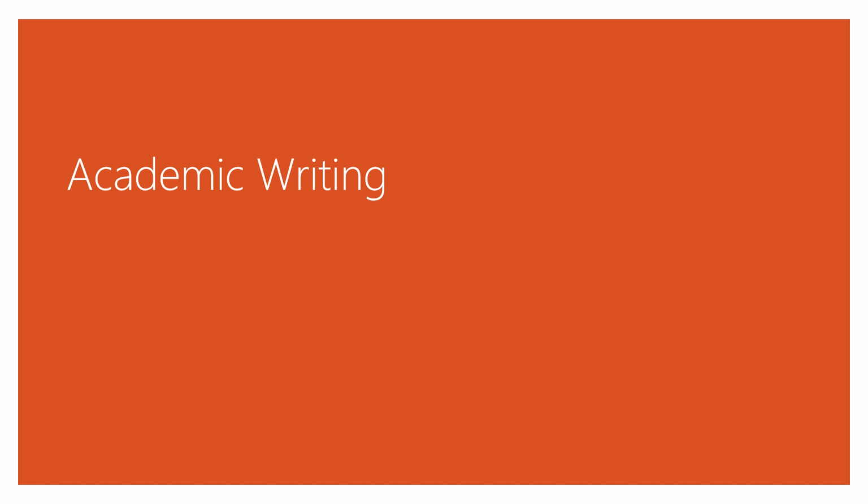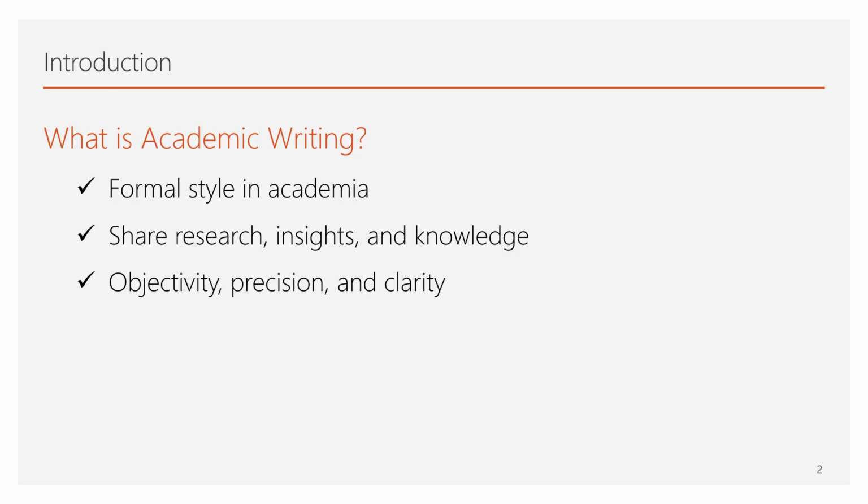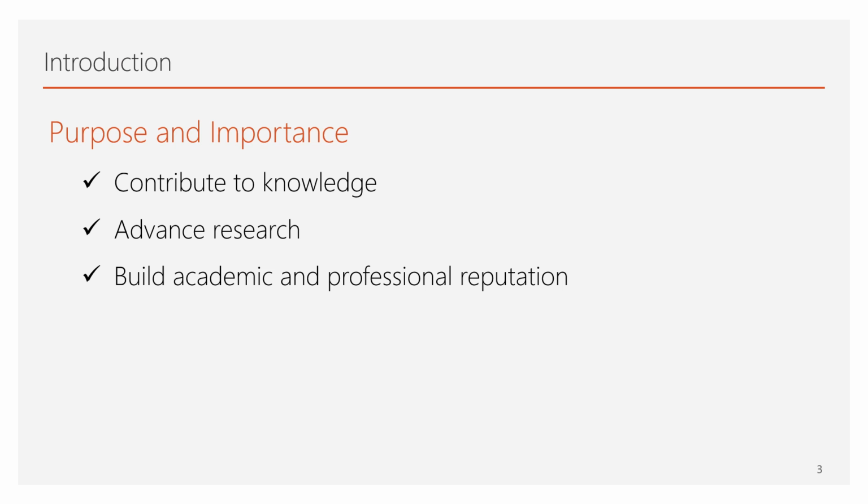Today, we are going to deal with academic writing. Academic writing is a formal style of writing that researchers and educators use in scholarly publications. It focuses on evidence-based arguments and logical reasoning to guide a reader's understanding of a subject. This writing contributes towards knowledge and leads to the advancement of research. Academic writing is useful to build an academic and professional reputation.